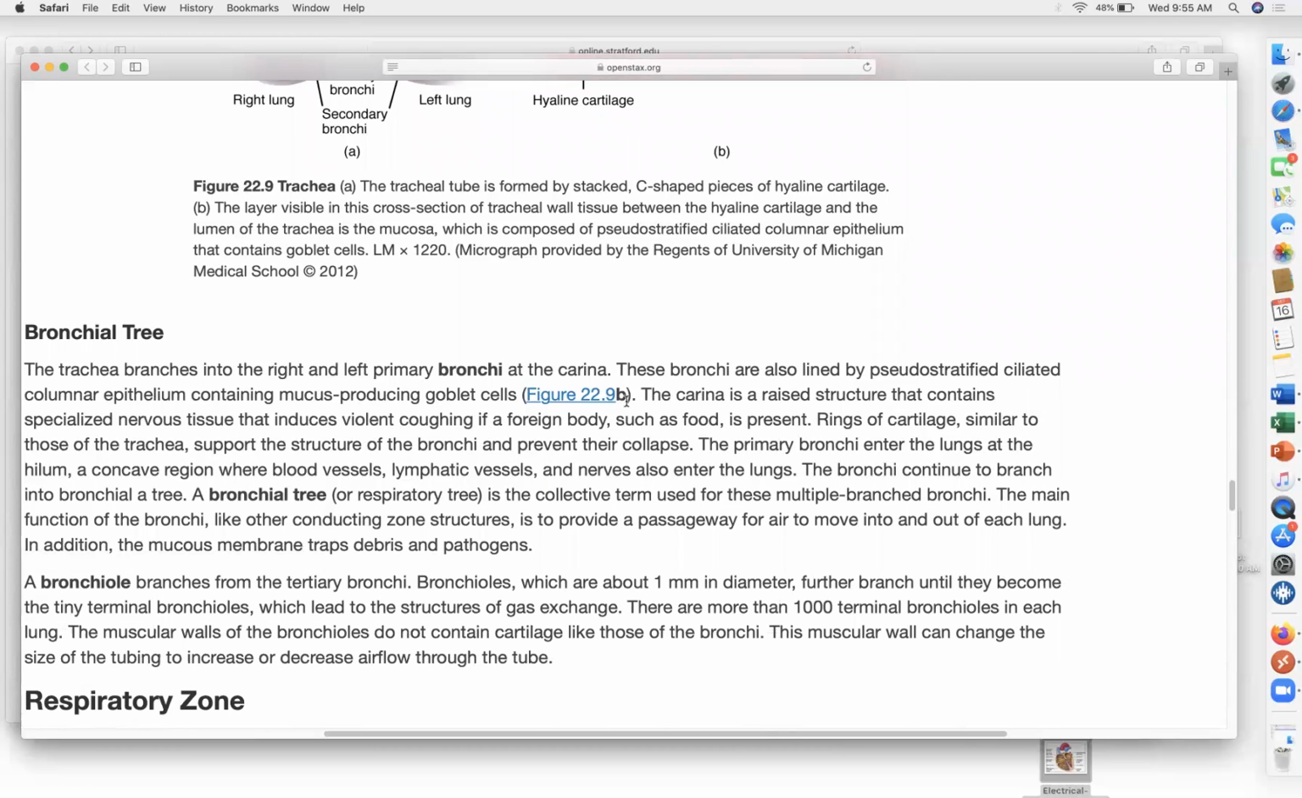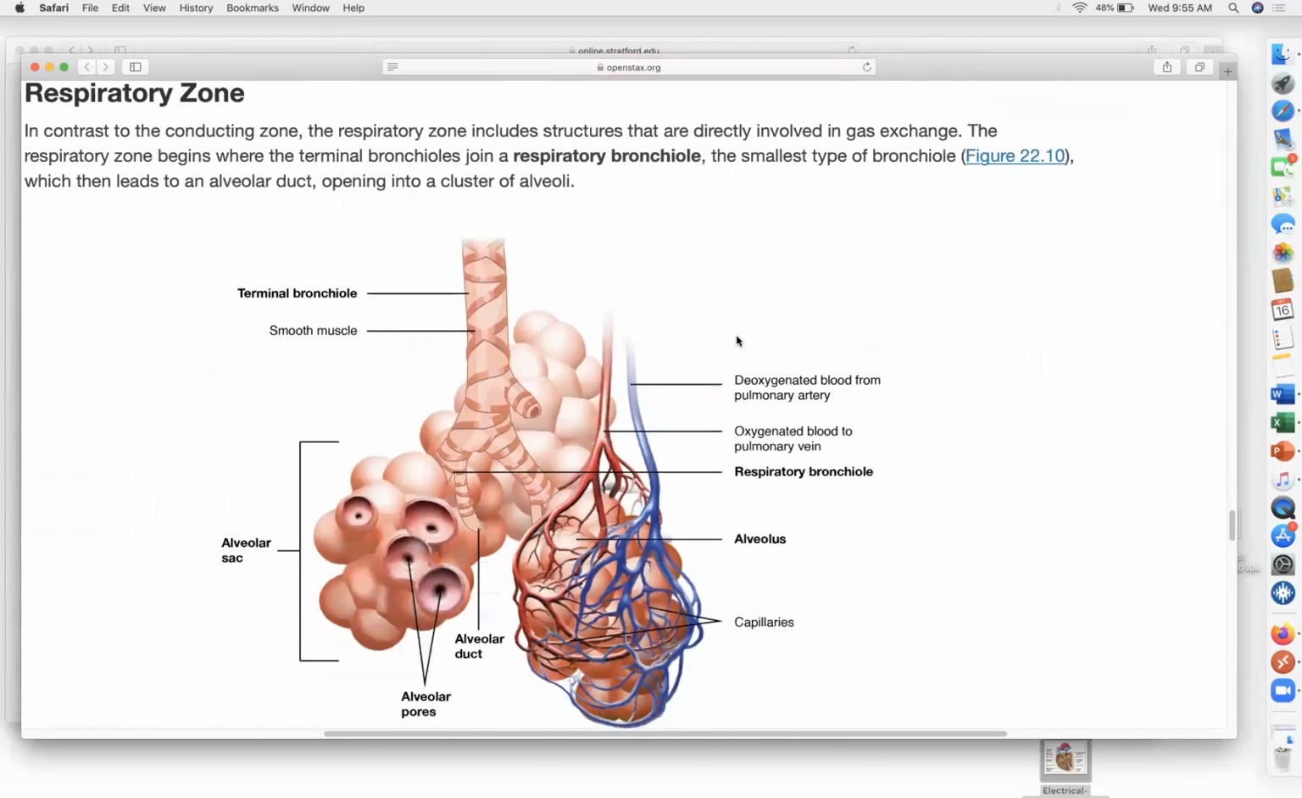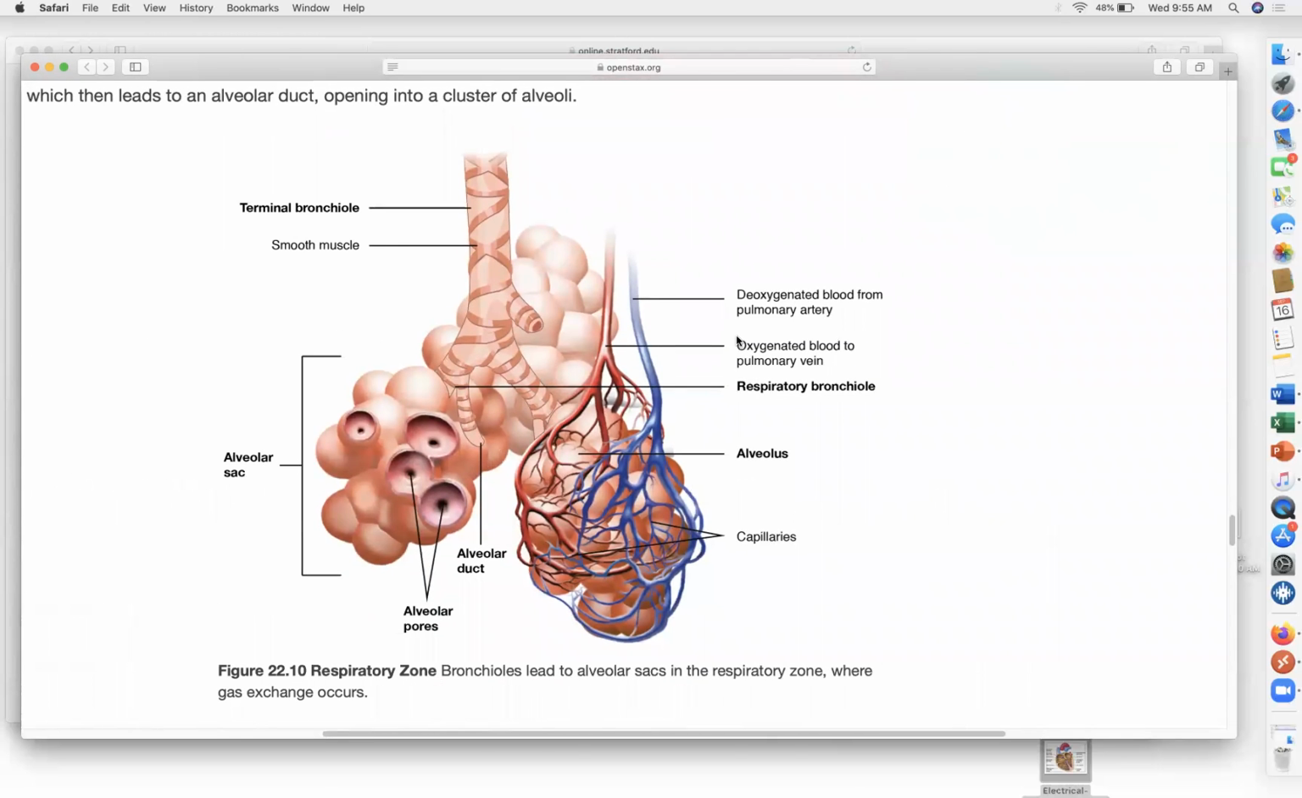C-A-R-I-N-A. Where's the word here? Here's the word right here. Okay, so now let's get into the respiratory zone versus the conduction zone.